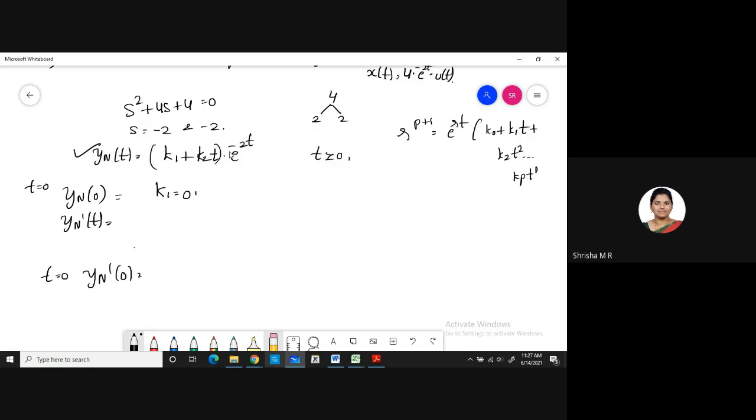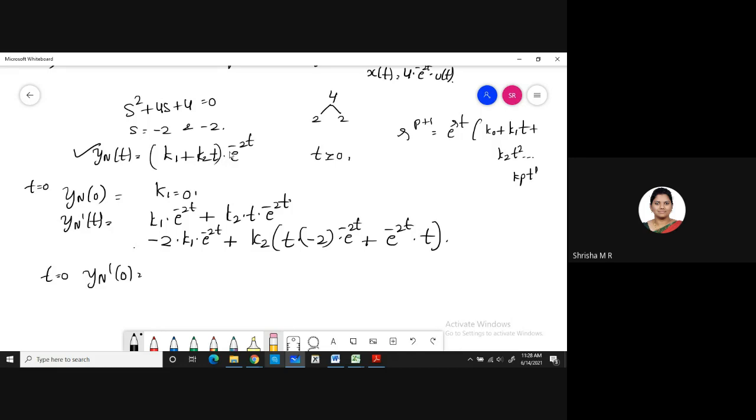If we differentiate this, what do we get? So you have k1 into e power minus 2t plus k2 into t into e power minus 2t. So this is yn of t. You try differentiating this. What do you get? Minus 2 into k1 into e power minus 2t plus k2 into t, if you keep t constant, you have minus 2 into e power minus 2t plus e power minus 2t into t. Correct?